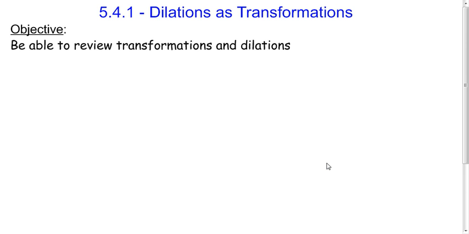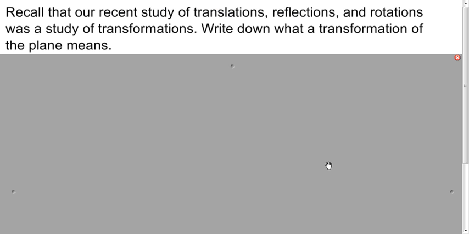Hello class. In this lesson we'll be reviewing transformations, and we'll also be looking at dilations from the perspective of a transformation. First, I'd like you to write down the definition of a transformation and try to do it using function notation. So try that and I'll show you my solution.